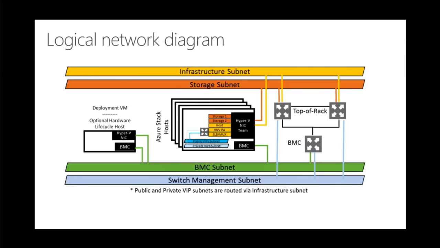Then on the other side, the out-of-band network on the BMC side, we have 2 subnets. One is the BMC subnet, which carries essentially the iLO, iDRAC, or IPMI interfaces to the physical servers and provides connectivity to the HLH. The HLH server is connected to each one of those servers out of band. And then there's a switch management network as well, separated so we can ACL that subnet off.